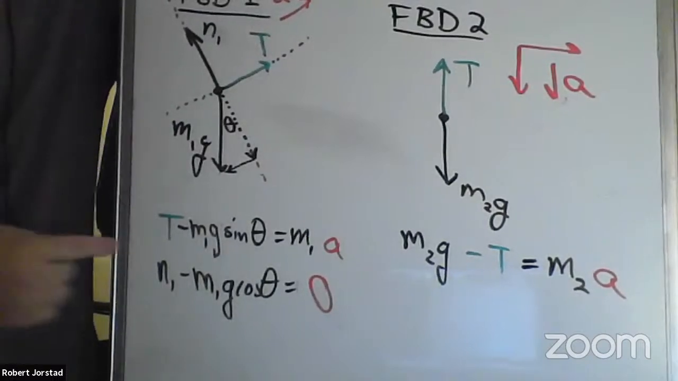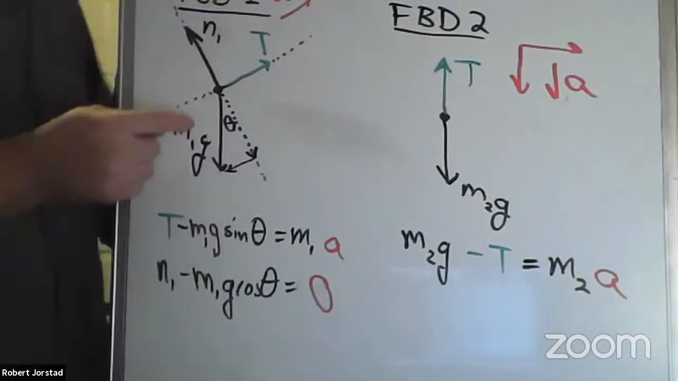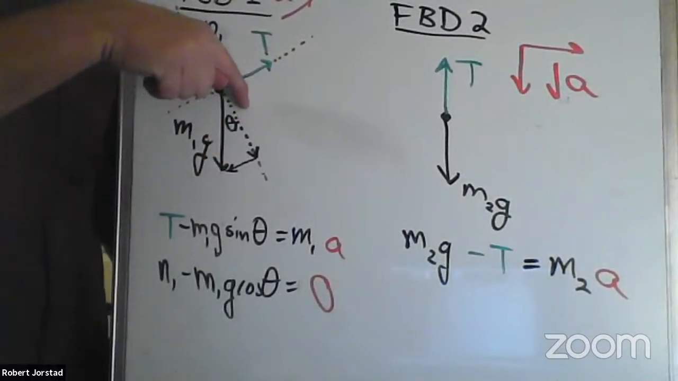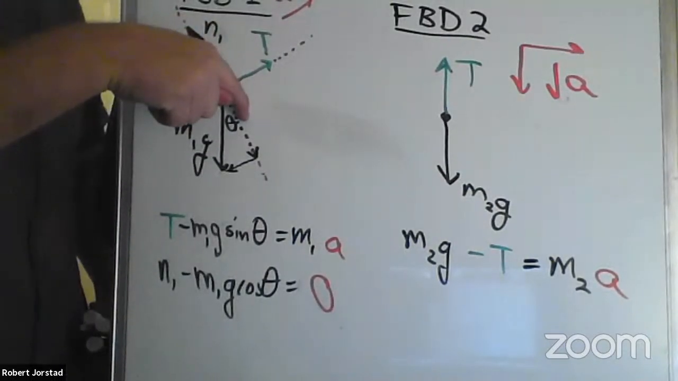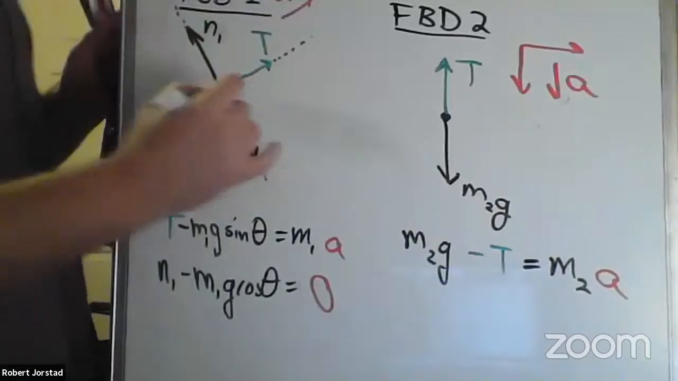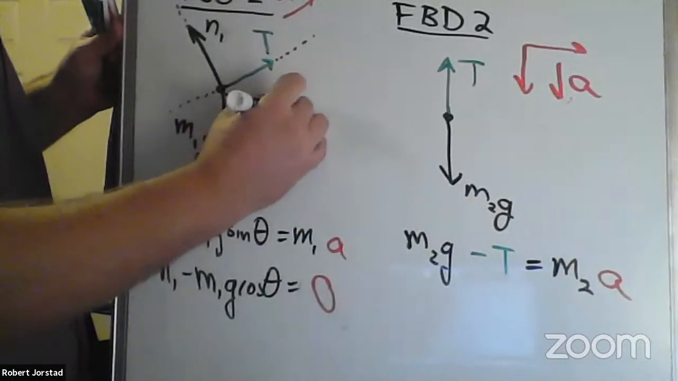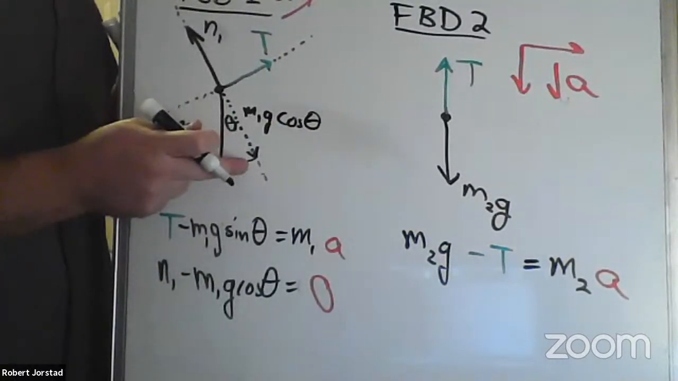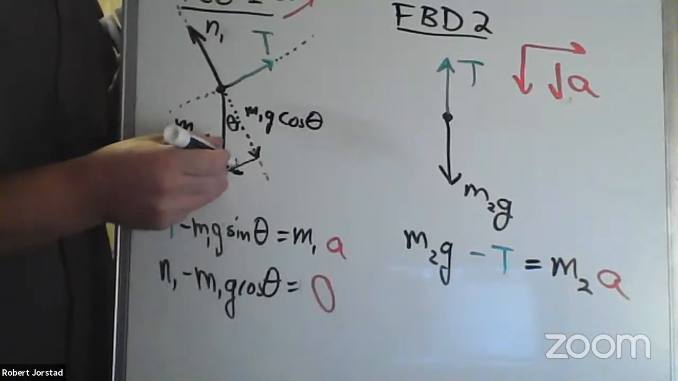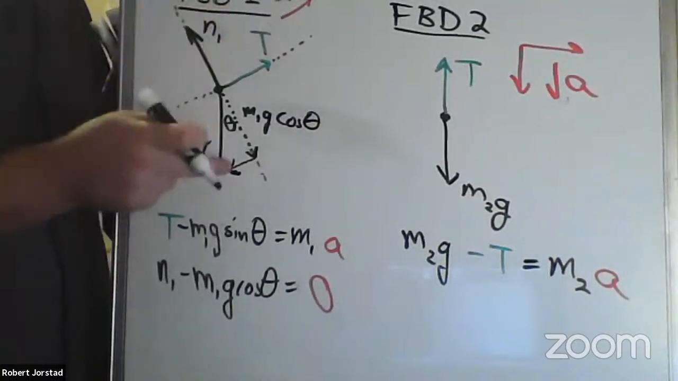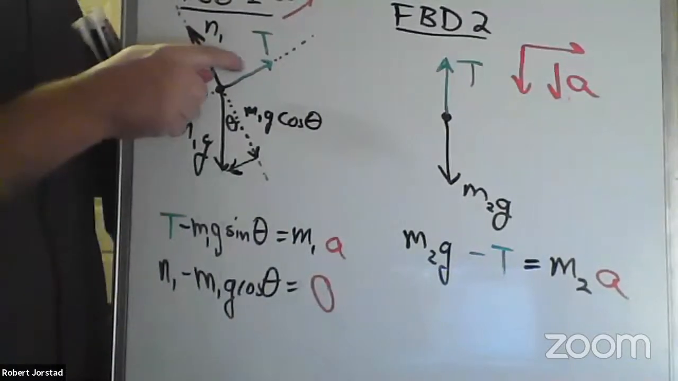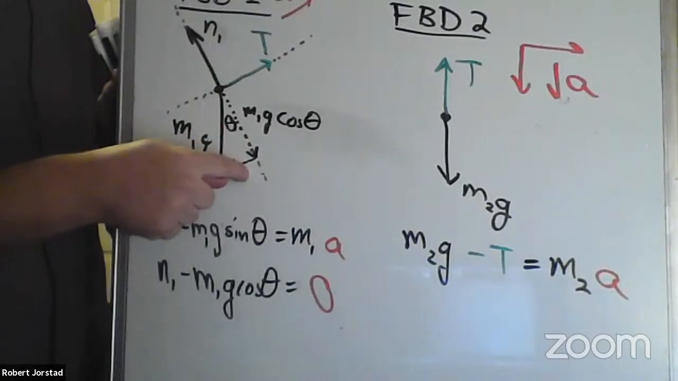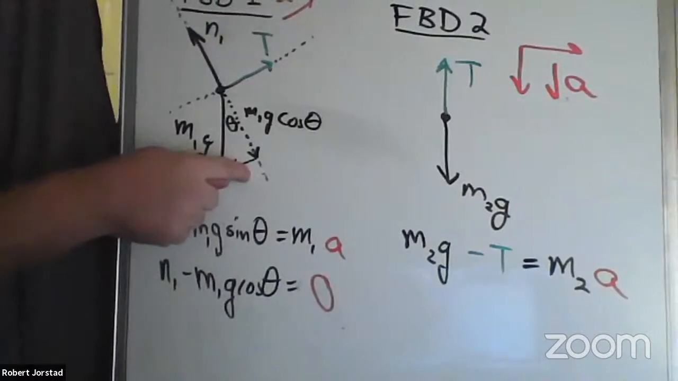Now, if you're not sure where the sine and cosine came from, remember, I could see that most easily right here. This side right here is adjacent to theta. So that's going to be M1G cosine. This side is opposite, so it's M1G sine. Notice this arrowhead right here shows it's against the positive direction. Or if you look at this, T should have the same sign as A. And in this case, M1G sine should be opposite the sign of A.